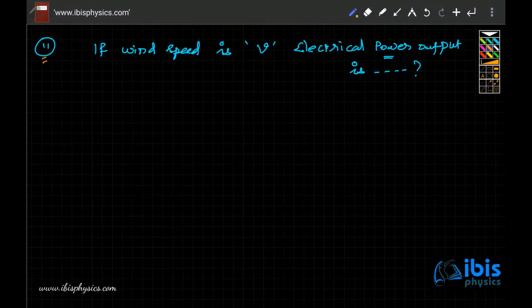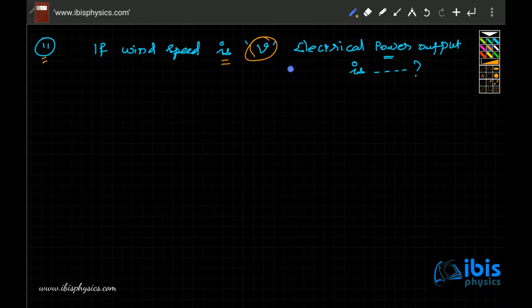So the 11th question is a beautiful question. If wind speed is V and it's a windmill that is generating electrical power, then the power output is proportional to what power of V? It's a question, and let's try to write what is happening here.